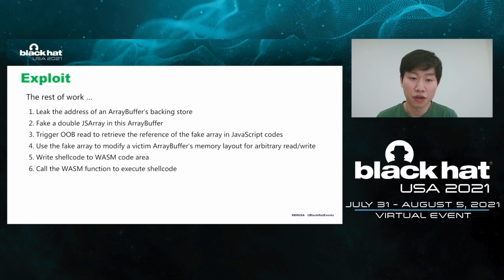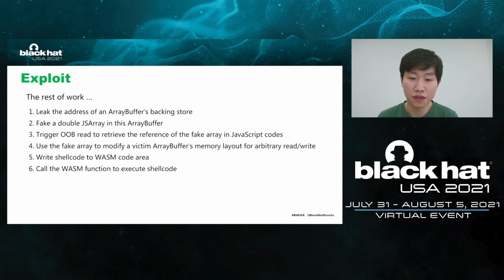And the rest of the work is not hard to achieve code execution from this OOB read condition, so I'm going to give a brief introduction here. First, we can leak the address of an array buffer's backend store, and second, fake a double JS array in this array buffer. Then, trigger the out-of-bounds read again to retrieve the reference of the fake array in JavaScript code.